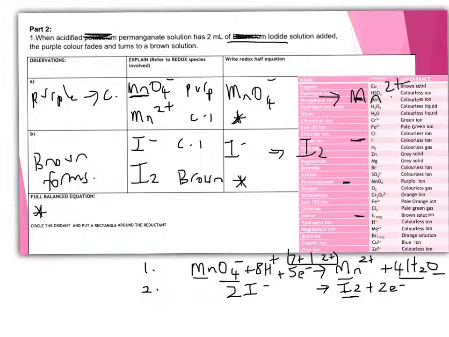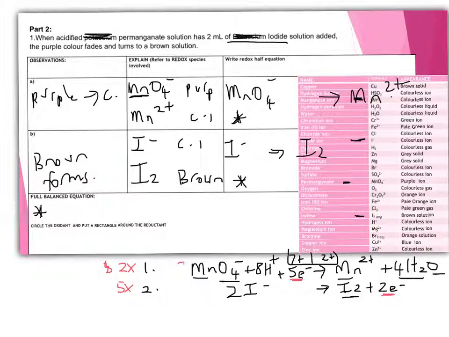Okay, now before I can add the 2 half equations together, remember you have to have the same number of electrons on both sides. I've got 2 on this side and 5 on that side. So that means I have to multiply them both up to get 10 in order to cancel the electrons out. So I'm going to times this one by 2 and this one by 5. So that will make 10 electrons.